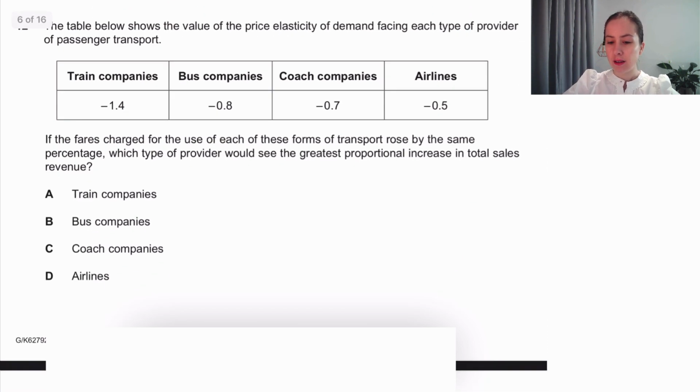PED, just write down the equation. Percentage change in quantity demanded divided by the percentage change in price. We're saying that the price increases by the same amount. Which provider will see the greatest proportional increase in revenue?